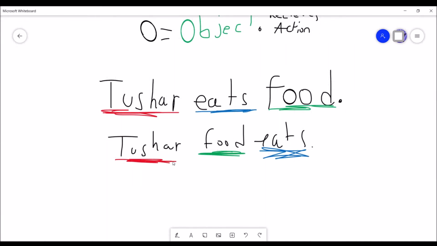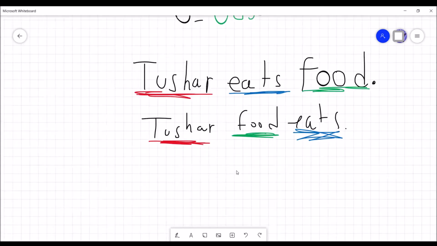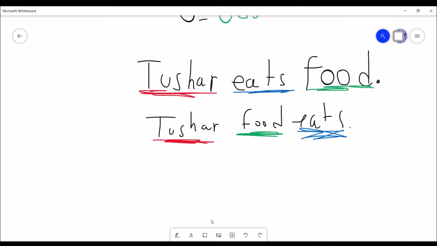In English, Tushar food eats is not a sentence. It's just three random words, well, two words and a name. They don't mean anything. In Punjabi, this would mean something. So I'm going to write this in Gurmukhi first, and then I'll write this in Shahmukhi, but of course it's not going to look that great, so I wouldn't look at my handwriting to figure out how to write because I'm writing with the mouse.